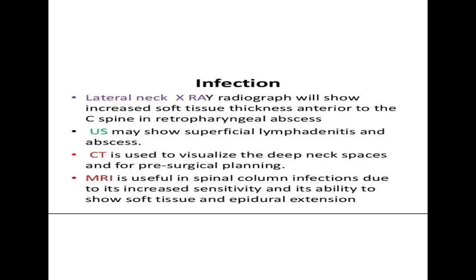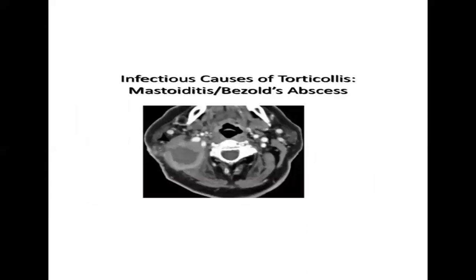Infection. Lateral neck X-ray radiograph will show increased soft tissue thickness anterior to the C-spine in retropharyngeal abscess. US may show superficial lymphadenitis and abscess. CT is used to visualize the deep neck space and for pre-surgical planning. MRI is useful in spinal column infections due to its increased sensitivity and its ability to show soft tissue and epidural extension. Infectious causes of torticollis: mastoiditis, abscess.